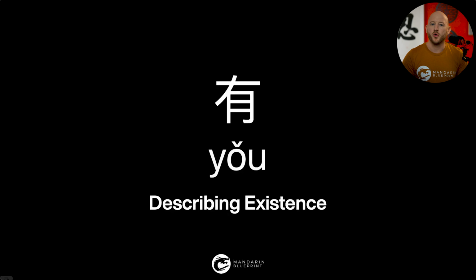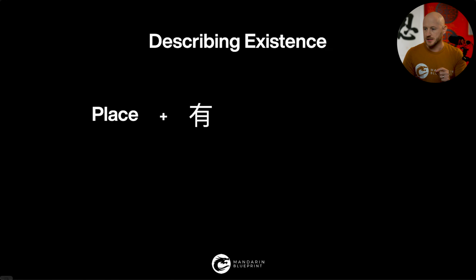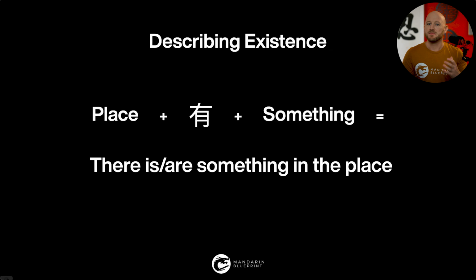So let's start with the core of yo, using it to describe existence. Whether it's saying there's something in a place or someone in a room, this usage lays the foundation for bringing these details to life. And often we think of yo as meaning have, and that's true because you could kind of say in this usage, it's reality has this thing, but we're getting into existence here. I think sometimes when teachers teach yo as only meaning have, they're missing this point, which is actually the more base level point. If you have, for example, place plus yo plus something, it means there is or are something in that place. So let's give an example here.